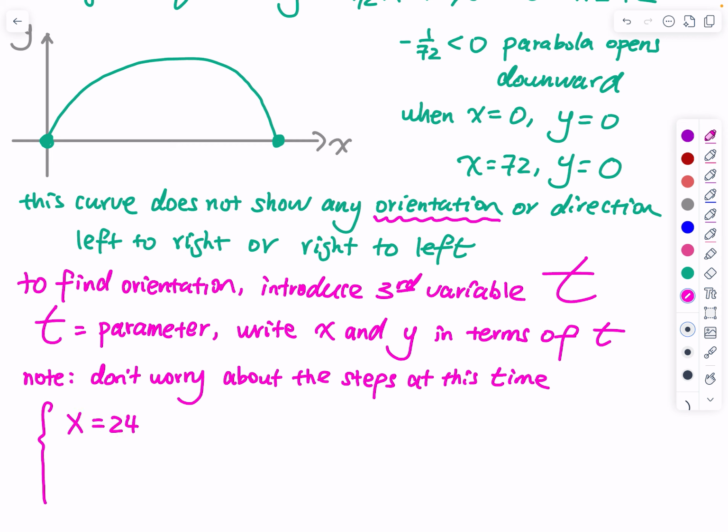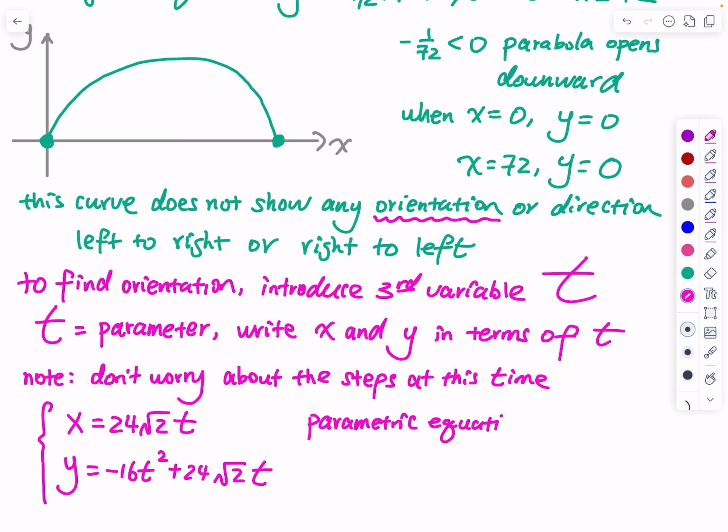Let me give you a set of parametric equations. x is in terms of t now: x equals 24 root 2 times t, and y equals negative 16t squared plus 24 root 2 times t. x is in terms of t, y is in terms of t. Let's do some naming. This is the parametric equation for x, and the other one is the parametric equation for y. One for x, one for y. x and y are in terms of t.